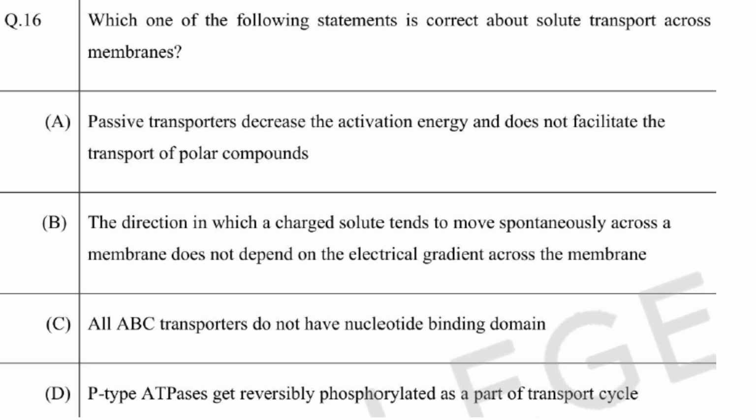Then next one. Which one of the following statements is correct about solute transport across membranes? Passive transport, they have asked the correct statement. Passive transport decreases the activation energy and does not facilitate the transport of polar compounds. Okay, that is not a correct statement, because passive transport facilitates movement down a concentration gradient, and it facilitates the transport of polar compounds without decreasing the activation energy. So A is not a correct statement.